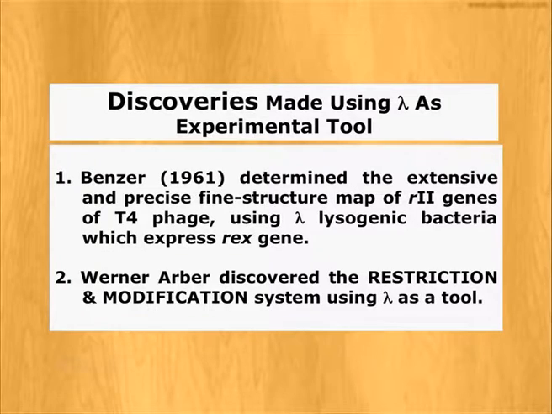Lambda phage has been used as an experimental tool to discover many other things, like Seymour Benzer determined the extensive and fine structure of the rII gene of T4 bacteriophage using the Rex gene of lambda. Also, Werner Arber discovered the restriction and modification system using lambda as a tool.